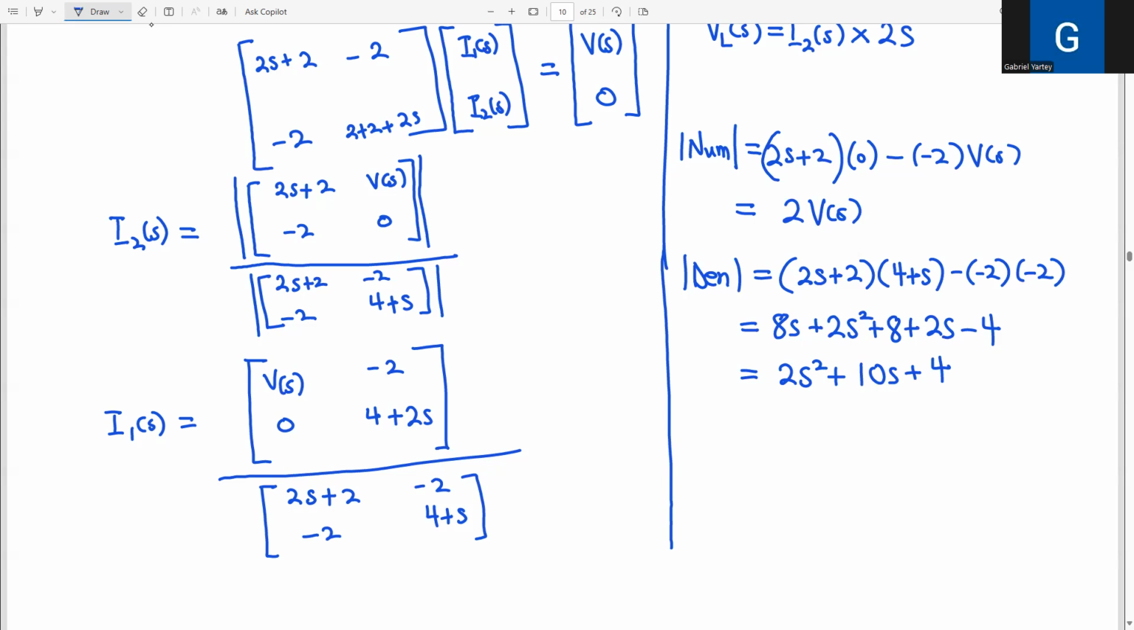Now to find I2 of S, it becomes simple for me, right? It's just the determinant of this right here, which is this 2V of S, all over the determinant of this right here, which is 2S squared plus 10S plus 4.